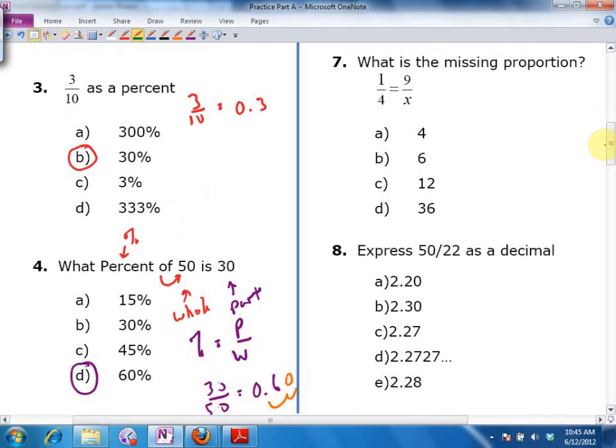Okay. Number 7, missing proportion. People look like, oh no, I don't know this kind. Well, do it like you did last time. These fractions are just another way of writing a ratio.